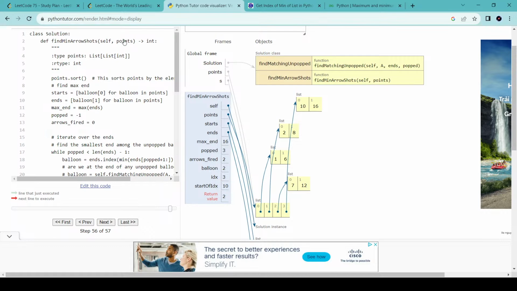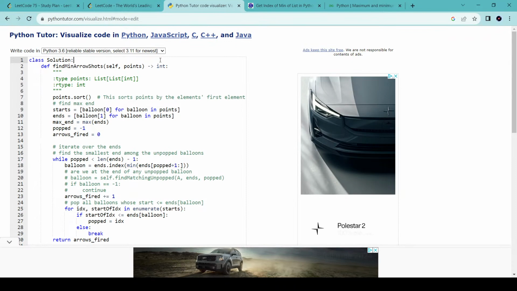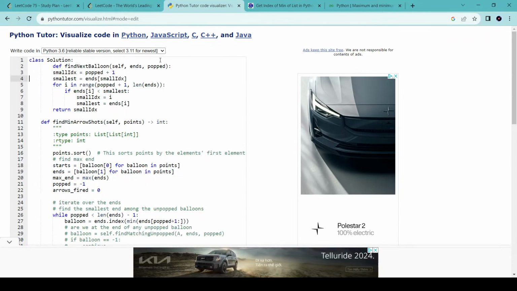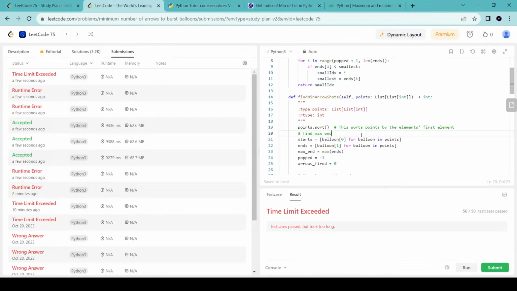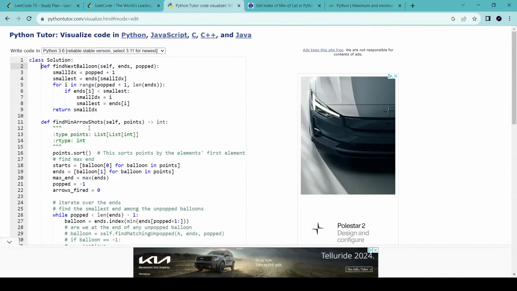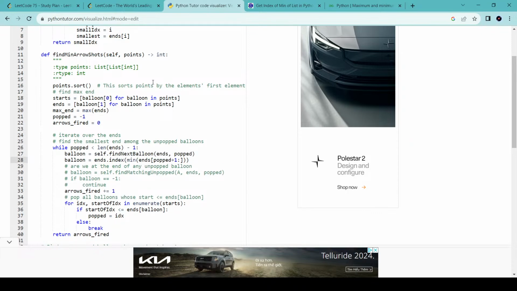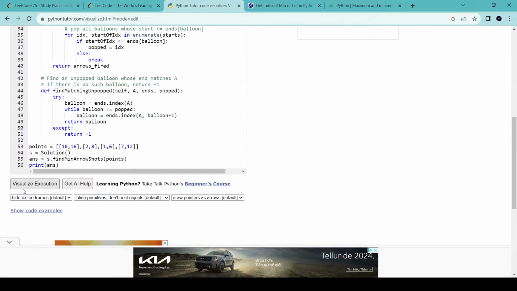I'm a little bit curious. I mean, I've solved the problem, but I'm curious why this find next balloon is not doing the thing I want it to. So I feel a little bit obligated to find out. I think there's a bug in the find next balloon that is causing it to return the wrong thing, that's causing it to go into some kind of infinite loop. That's my guess. Okay, visualize execution.